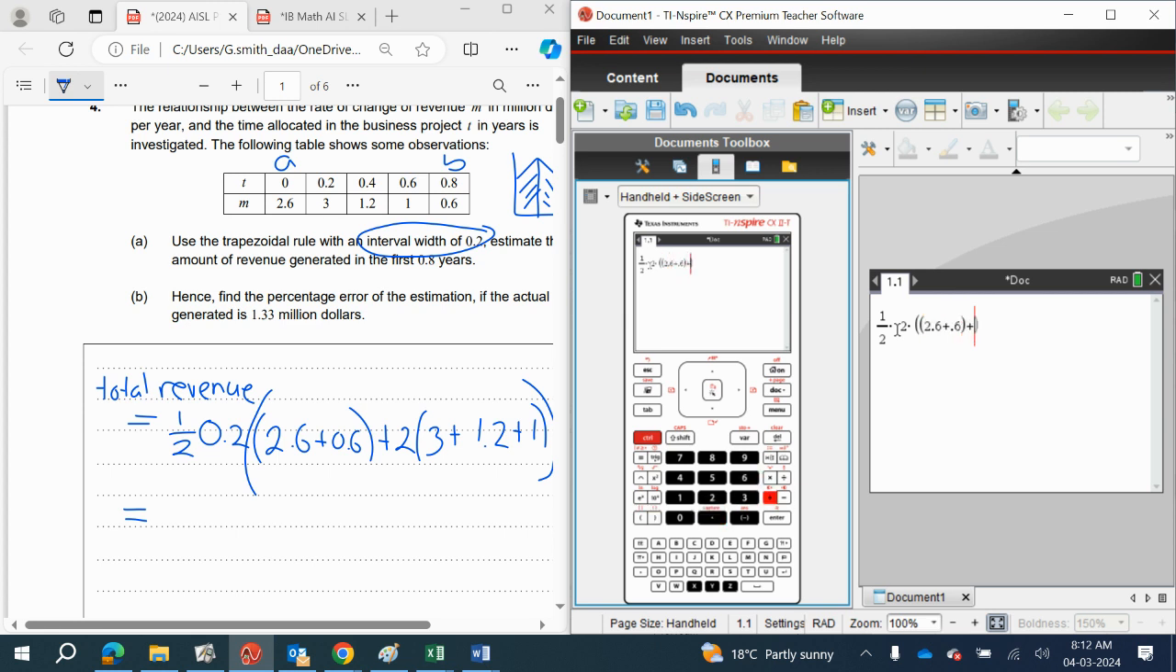I don't know. What is it? Have I typed it in correctly? No, you need to put the bracket. Does it look good? 1.36? That sounds right. Okay.